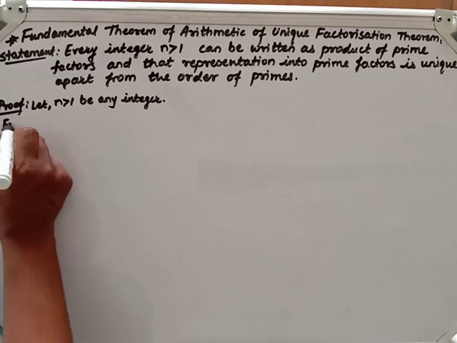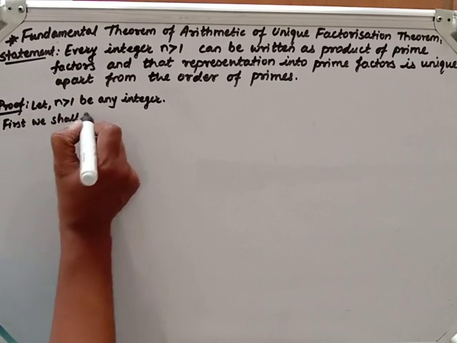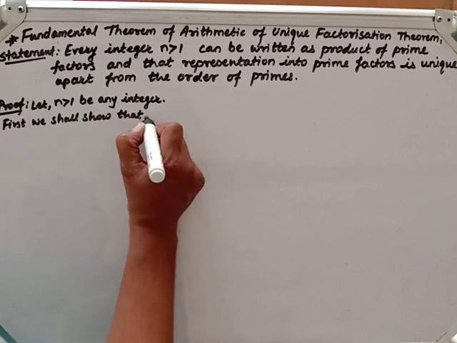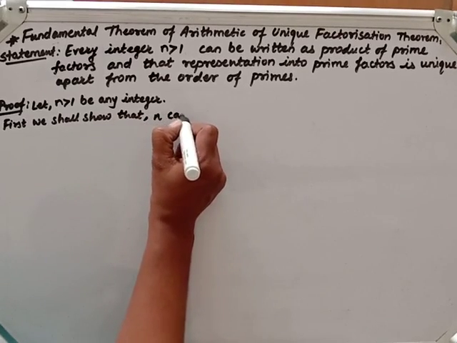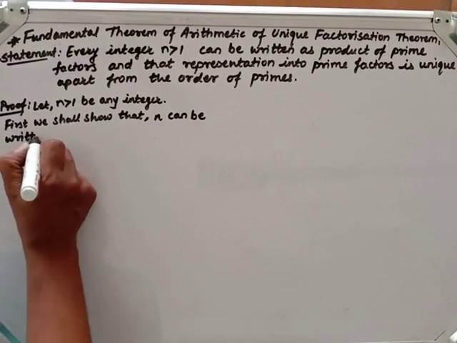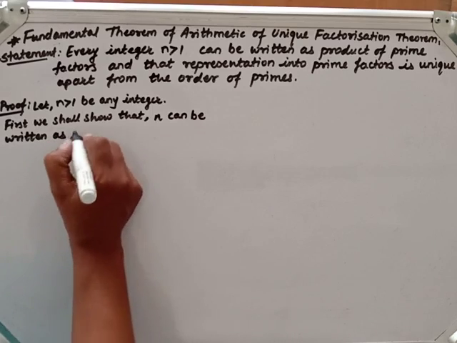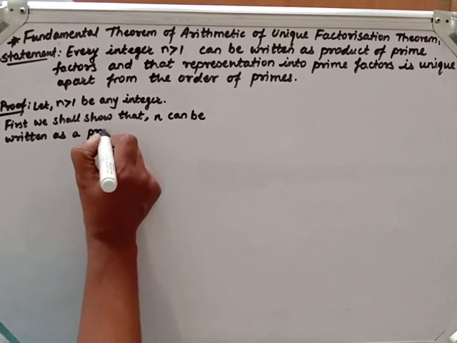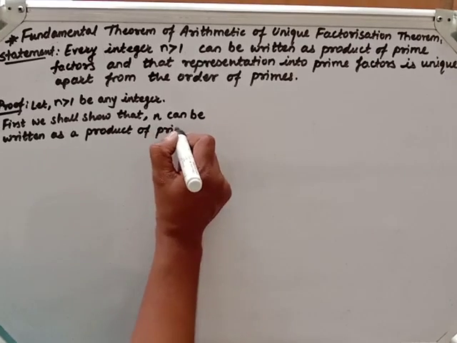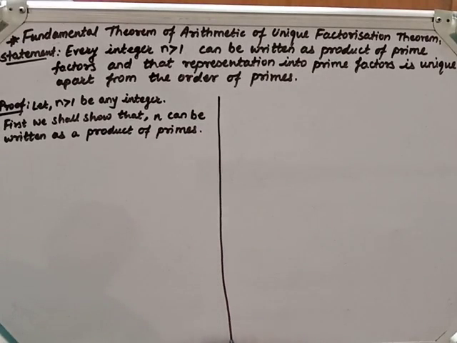First of all, we shall show that n can be written as a product of primes. Later on we will go for its uniqueness. So first of all let us show n can be written as a product of primes.